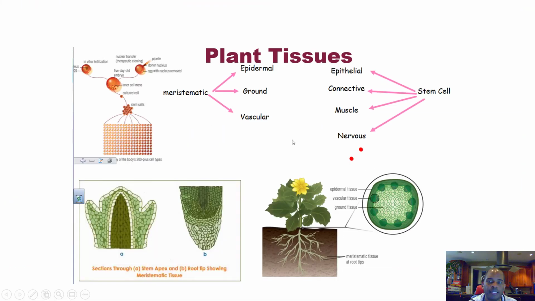Plants also have tissue too. You're learning about animals and plants. So in animals, we have a stem cell that becomes many cells that creates these various tissues, these 4 major types of tissues in an animal. In a plant cell, the stem cell is actually called a meristematic cell, and it can become one of 3 tissues: epidermal, ground, or vascular.